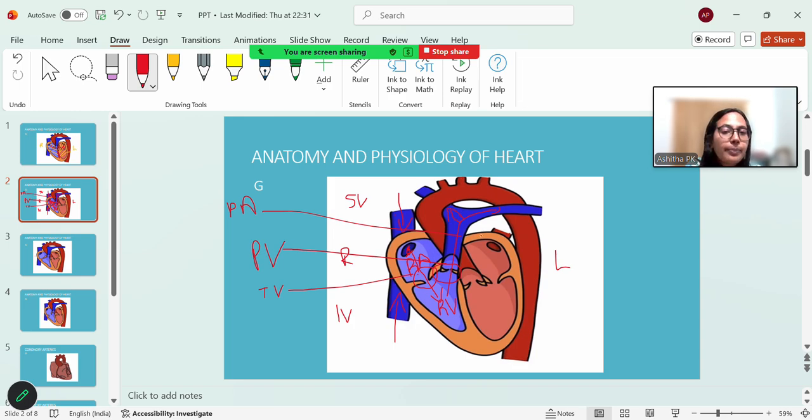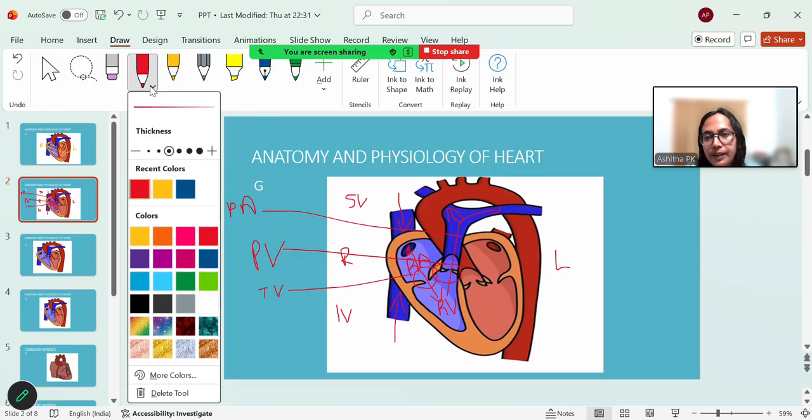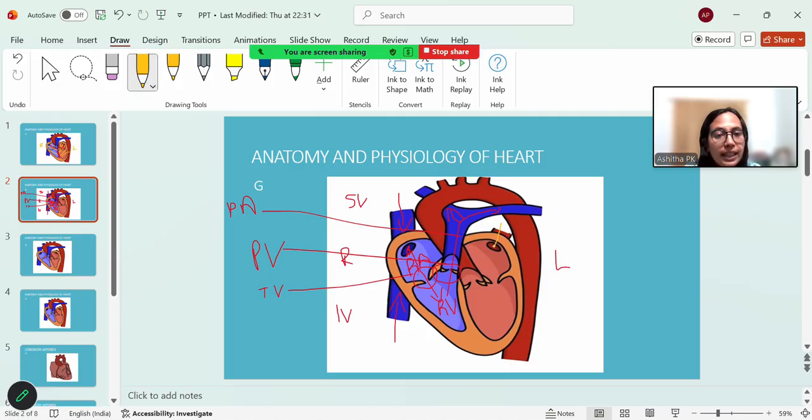The blood travels to the lungs and becomes oxygenated, and the lungs send the oxygenated blood to the next chamber of the heart, the left atrium, via the pulmonary vein. This is the pulmonary vein.